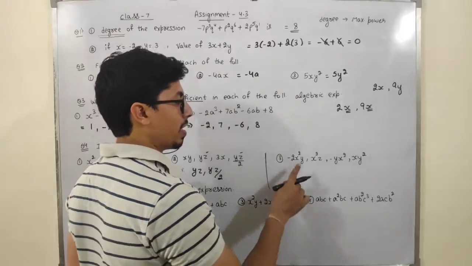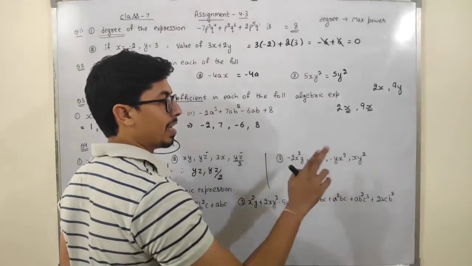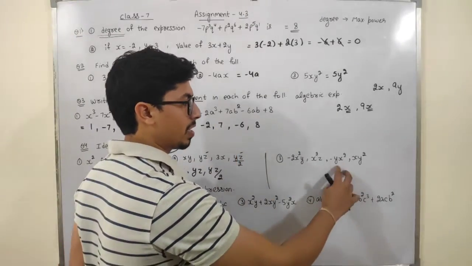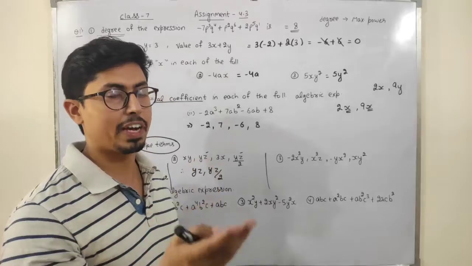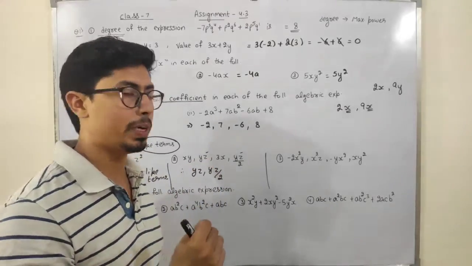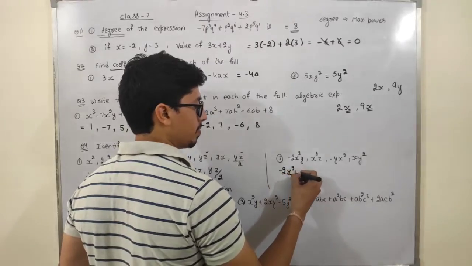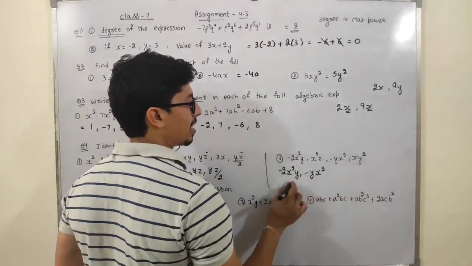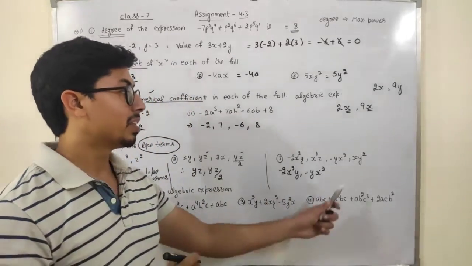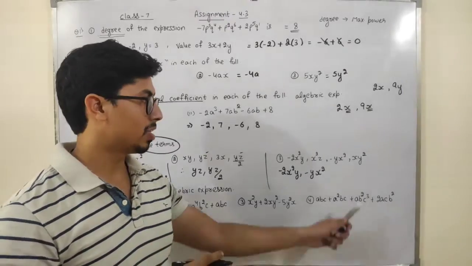Similarly, in this also if I take x square y, see, they are just rearranged because if I write 1 into 2, it will be 2, and if I write 2 into 1, that will also be 2. So minus 2x square y and minus yx square. These are the like terms. Because see, this is xy square and this is x square y. So this is not a like term.